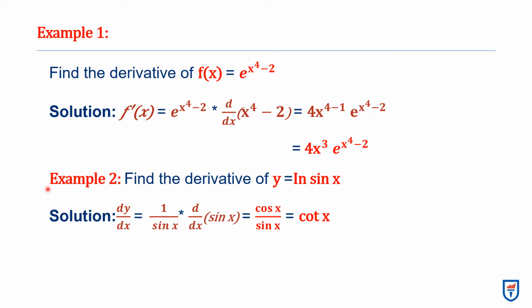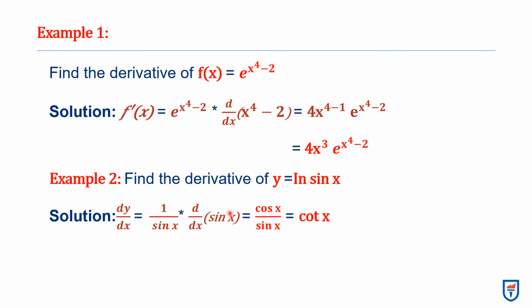Then we have a second question that says, find the derivative of y equals ln sine x. When we're differentiating an expression with a ln, we need to differentiate the expression in front of the ln. So the first thing we say is 1 divided by our original expression in front of the ln, which is 1 divided by sine x. Then we multiply by the derivative of the expression in front of our ln, which is sine x. So we find the derivative d/dx of sine x.